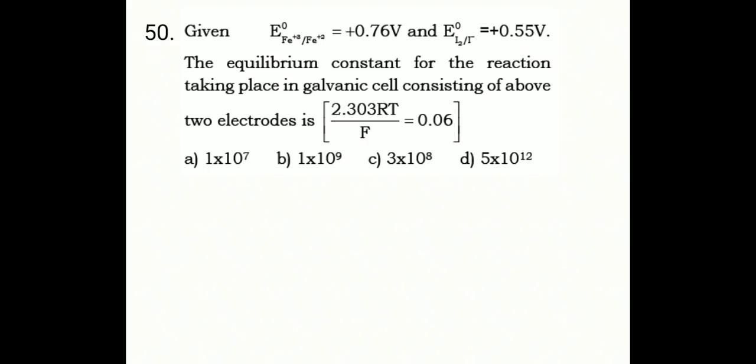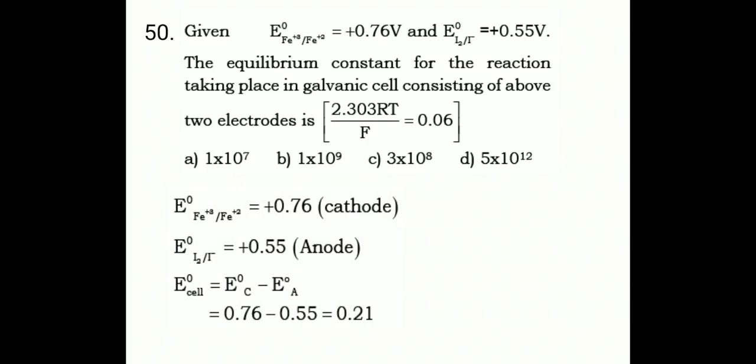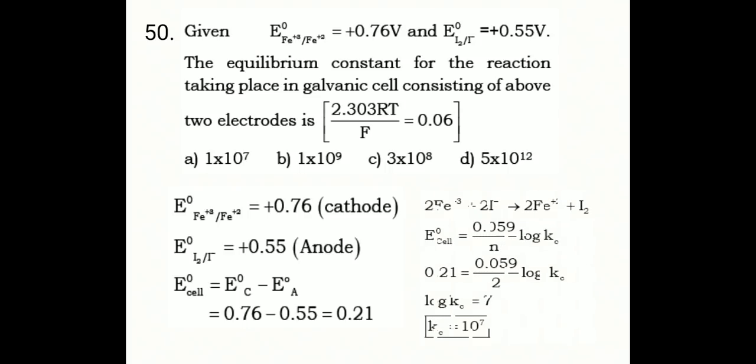50. Fe3 plus and Fe2 plus are given, I2 and I minus are given. In this particular case you have to use the formula with 0.76. Here the higher reduction potential is always taken as the cathode, and the lower is taken as the anode, right? So 0.76 minus 0.55, you will get 0.21 as E0. Then use the formula E0 cell is equal to 0.059 divided by n log Kc. What is the n value? See here, 3 2s are 6 plus, here 2 2s are 4 plus. So the difference is 2.